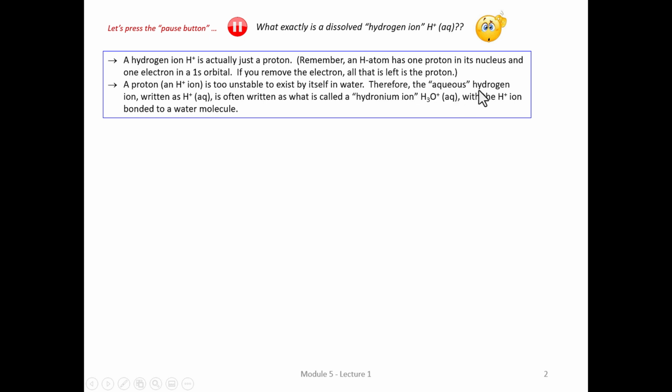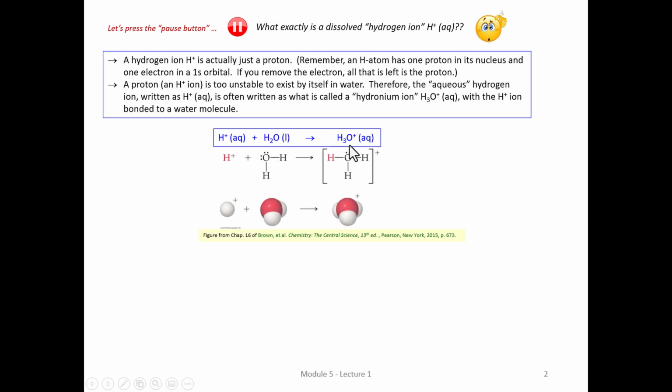Therefore, the aqueous hydrogen ion, written as H+, is often written in actually a more accurate form, which is called a hydronium ion, H3O+, where an H+ ion is bonded to a water molecule. We can illustrate that in an equation right here, the hydrogen ion interacting with a water molecule to form a hydronium ion, H3O+.